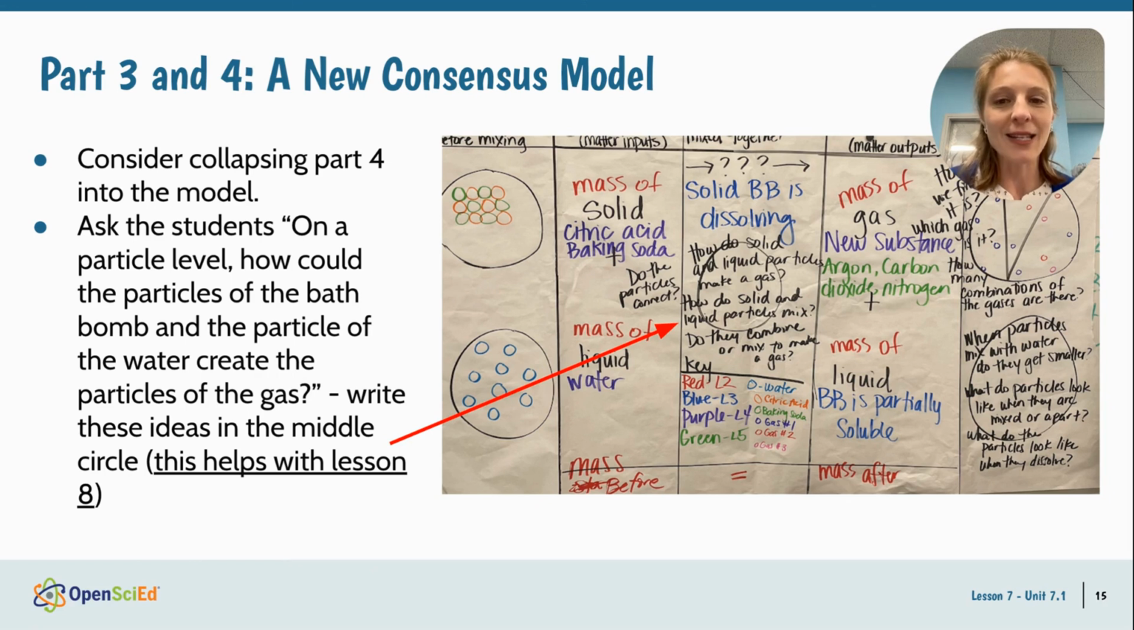The way that I do this is I ask my students, on a particle level, how could the particles of the bath bomb and the particles of the water create the gas? So I'm pointing and saying, look, this is what we think the particles of the bath bomb look like. This is what we think the particles of the water look like. We know that the gas is something new. How did these particles over here make these particles over here? And I document those ideas in the middle of the circle. The reason I do this is because it's going to help with the navigation in lesson 8.